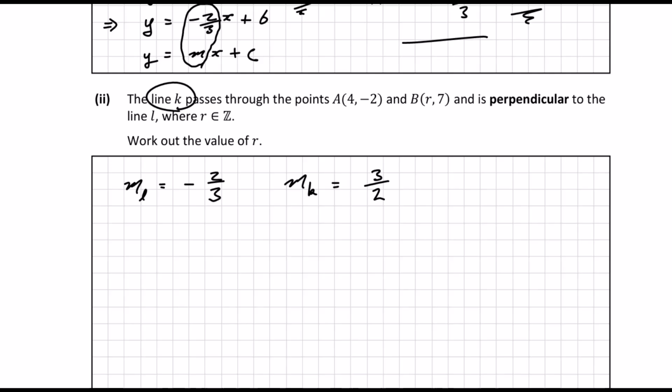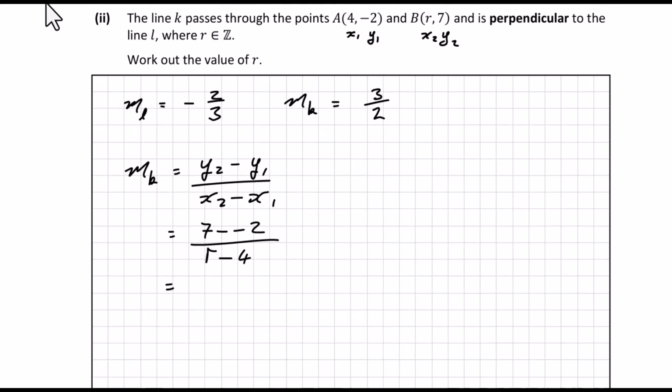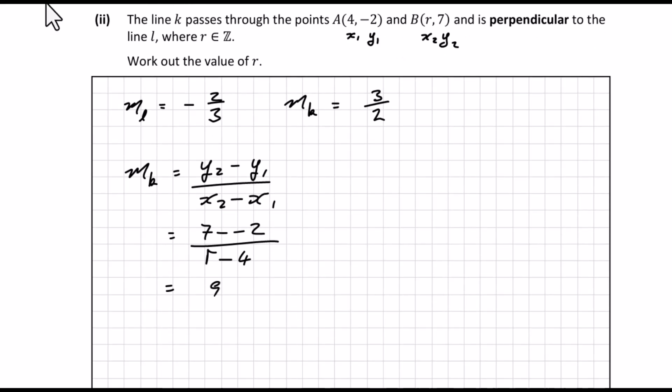So now we know the slope of k. All we've got to do now is work it out using the information that we have. We have x1, y1, x2, y2. We know that the slope of k is also y2 minus y1 over x2 minus x1. So that's just 7 minus 2 over a minus 4. So 7 minus minus 2 is plus, so 7 plus 2 is 9 over a minus 4.